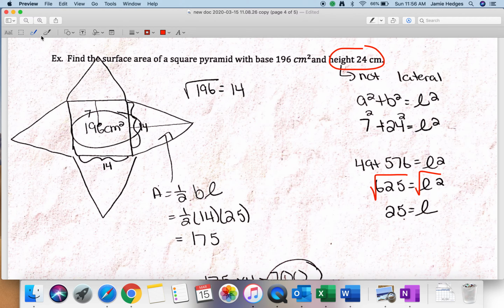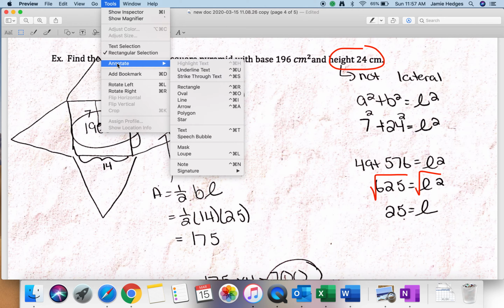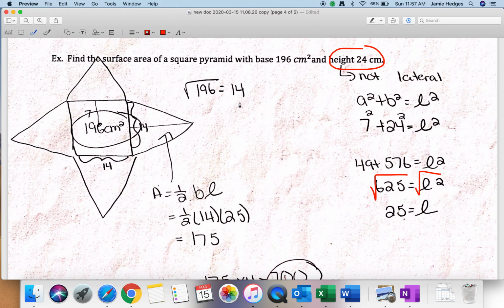So let me draw a shape in here for us. So I'm going to just draw a triangle, if it lets me. Let me try something else here. There we go. So here's our triangle. We have to have a right triangle in order to use the Pythagorean theorem. We also know that the perpendicular bisector, perpendicular means it makes a right triangle. So I'm using a right triangle inside of this pyramid.